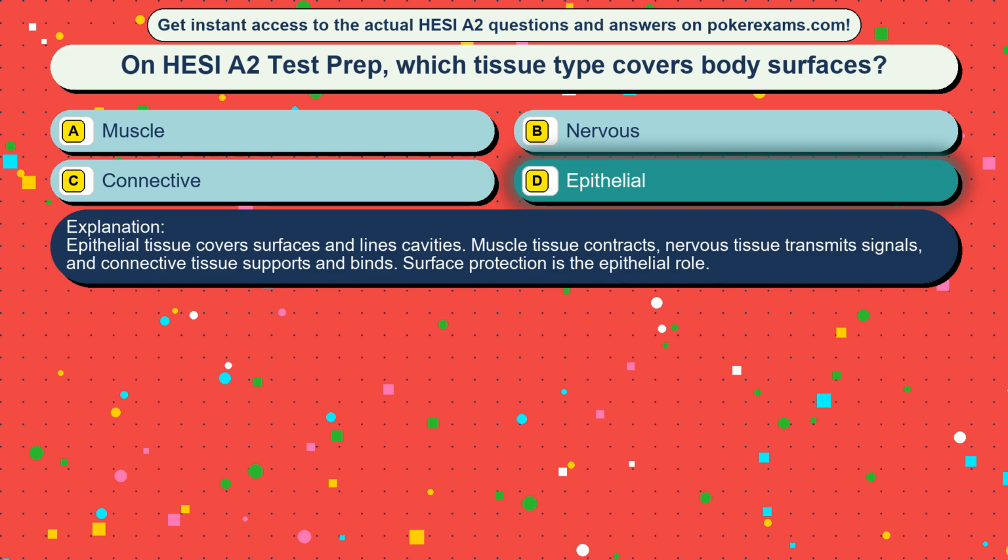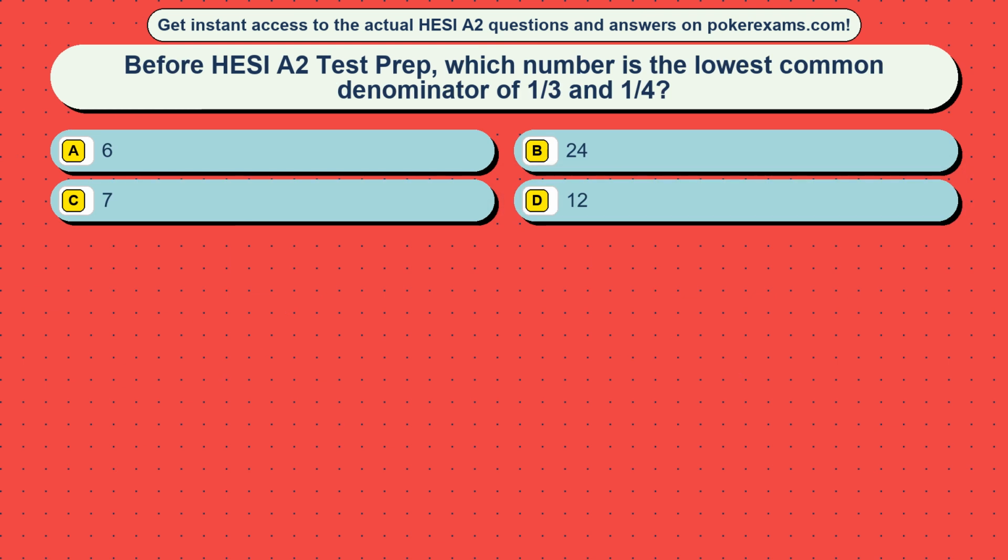Epithelial tissue covers surfaces and lines cavities. Muscle tissue contracts, nervous tissue transmits signals, and connective tissue supports and binds. Surface protection is the epithelial role. Question 15. Before HESI A2 Test Prep, which number is the lowest common denominator of 1/3 and 1/4?